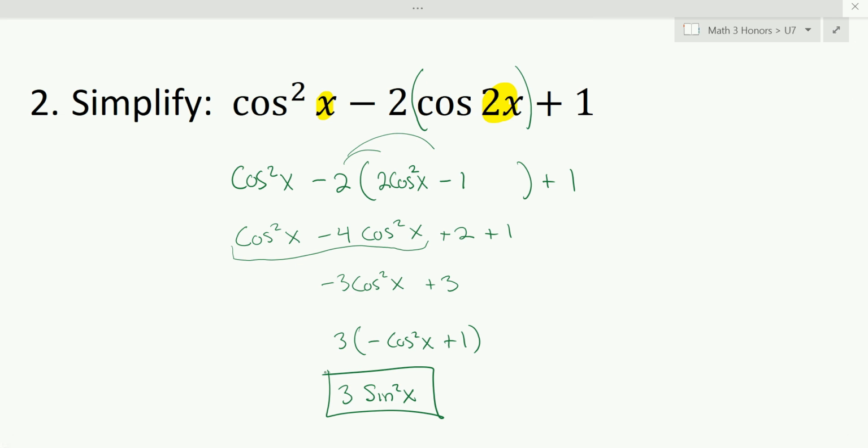You can, because then you'd have a negative 3 and a negative sign, and then that would work. Yep. You could get it another way too. But 3 sine squared is where you want to end up. Okay.